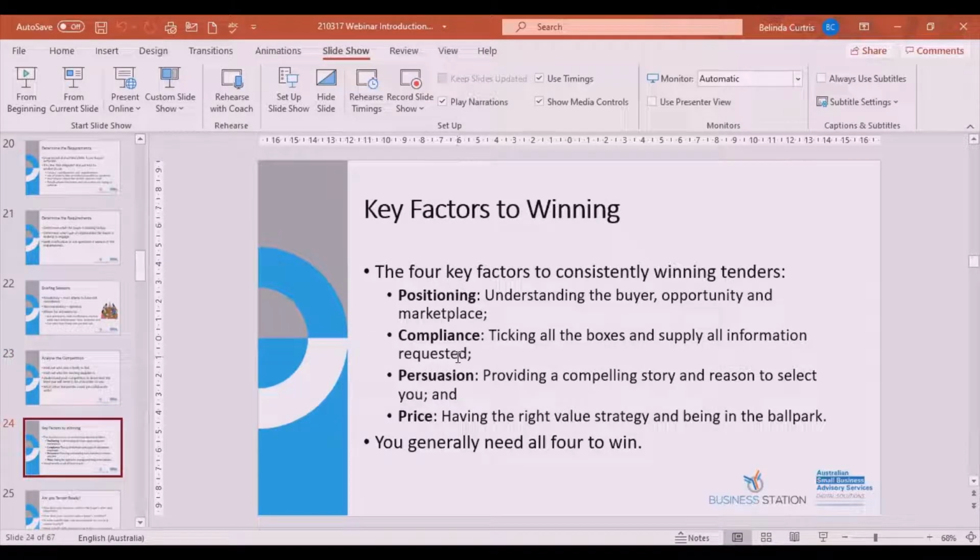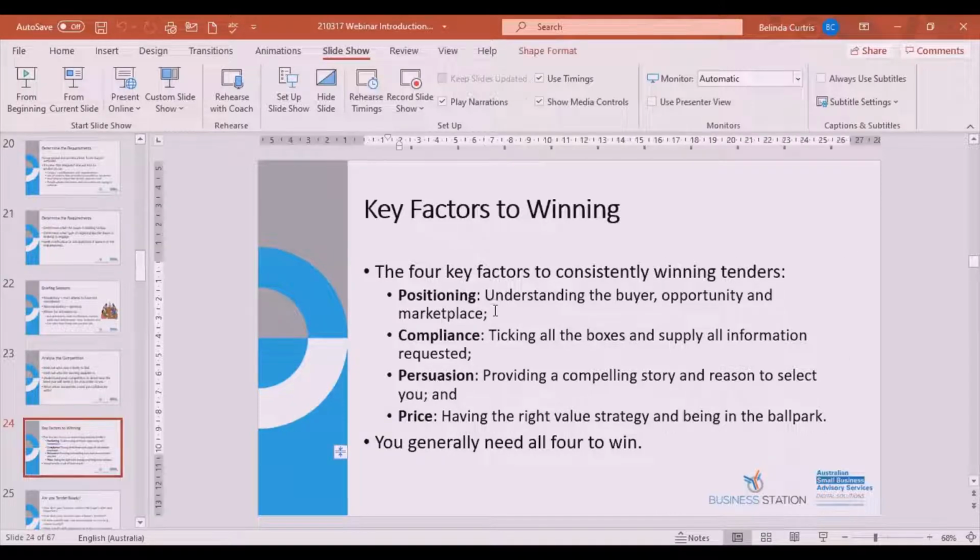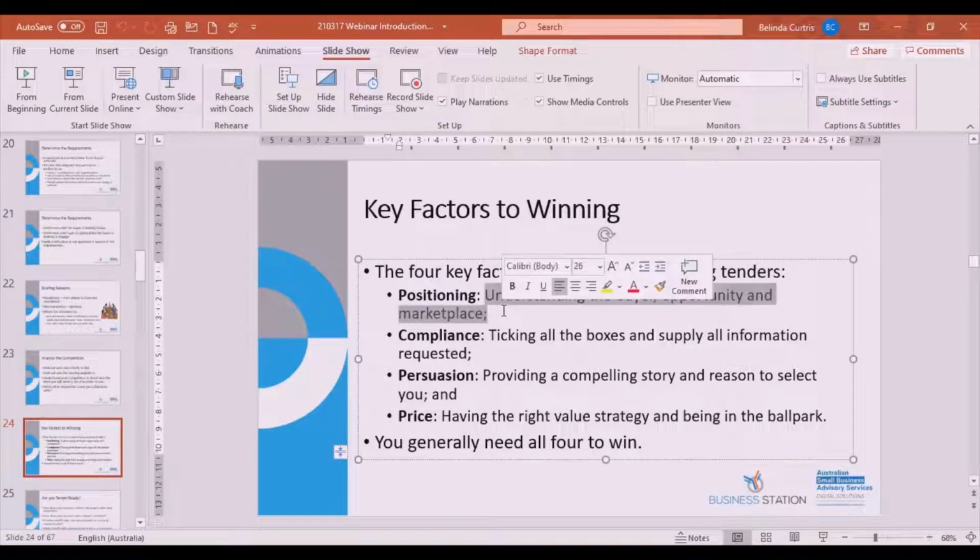So what are the key factors to winning a tender? There's essentially 4. Positioning is the first one. So understanding the buyer, the opportunity in the marketplace. So you need to do your research on the organisation that's tendering, what they're trying to achieve through the tender opportunity, and what opportunities that presents to yourself.